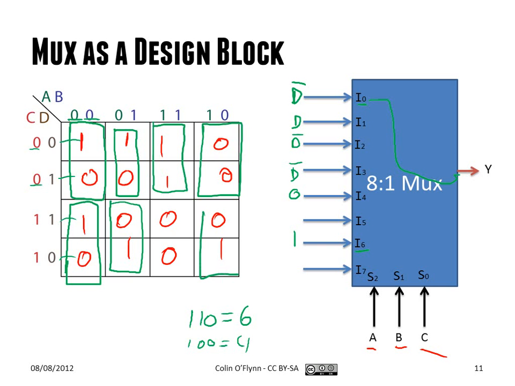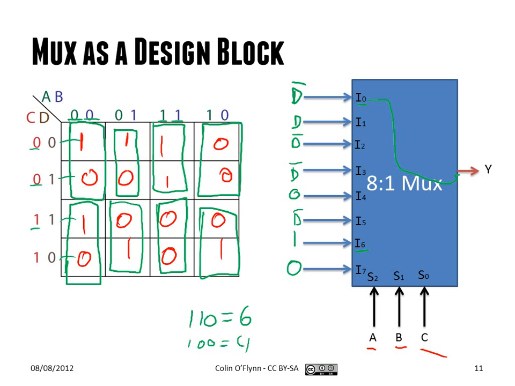5, 1, 0, 1, the output is D complement. And 1, 1, 1, again, so the 1, 1, 1 is ABC. ABC is all 1s. We just look at, based only on D, what happens to the output. So it's just always 0. We don't care. So that's how we typically use a MUX as a design block.